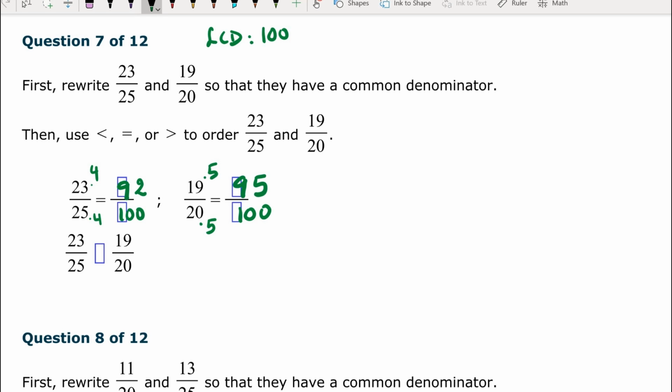Of course, 95 is bigger than 92. That leads to 19 over 20 being bigger than 23 over 25.